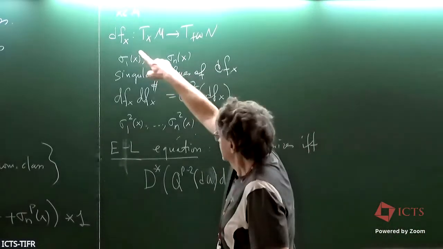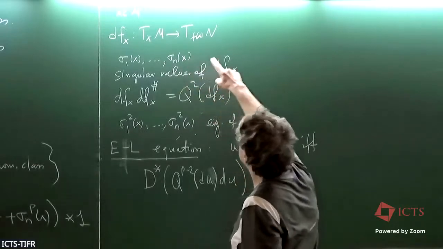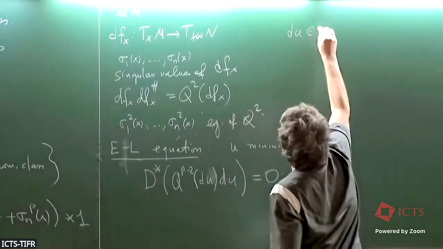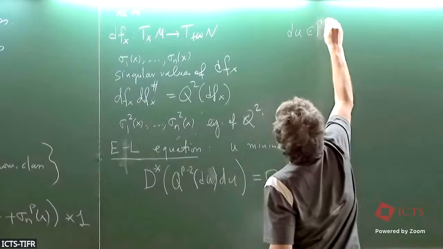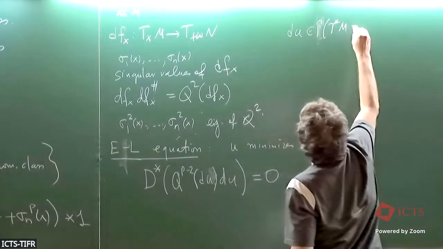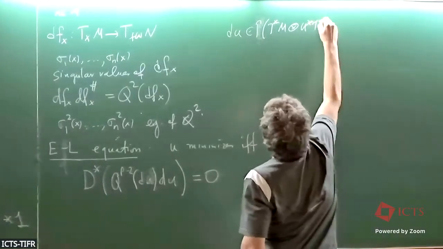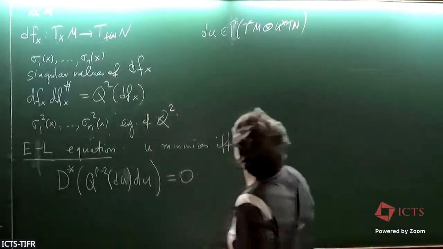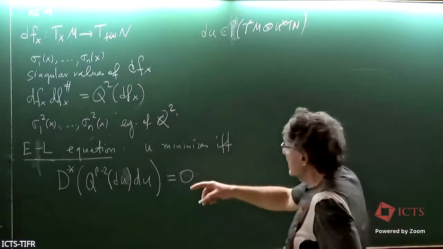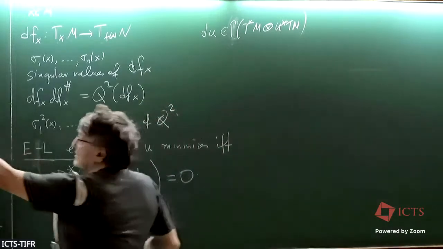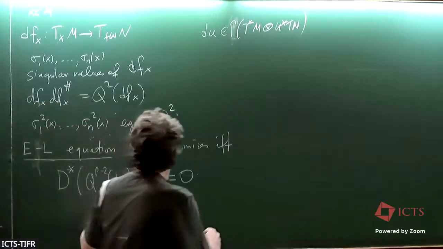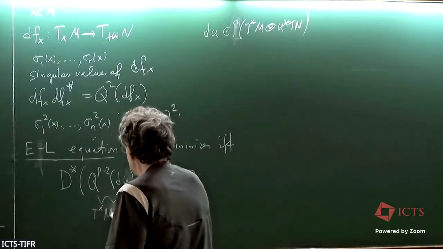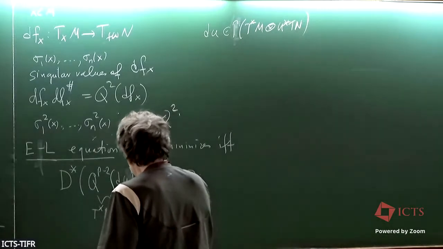So du, for every point corresponding to the tangent, is a section, if you want, of the cotangent bundle tensor with a pullback of the tangent bundle of N globally. Okay, because it goes from Px of M to the U of x of M. And again, Q to the P minus 2 is an endomorphism of N. So if you compose the two, this thing here is also a section of T star M tensor U star of T of N.